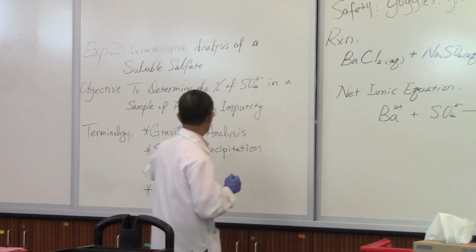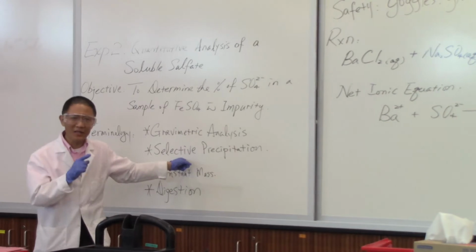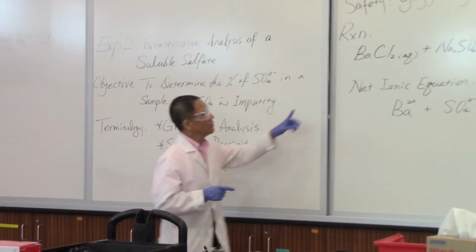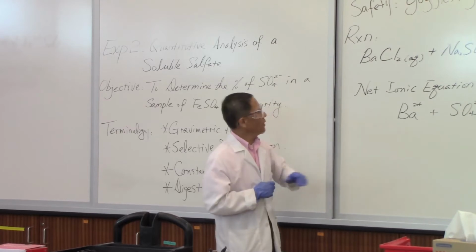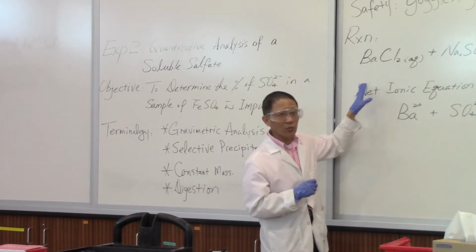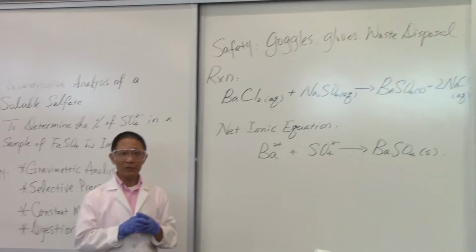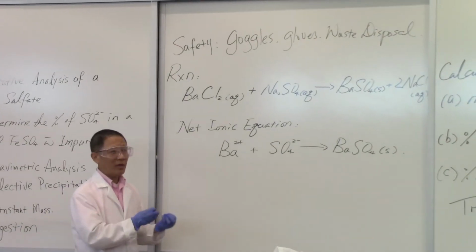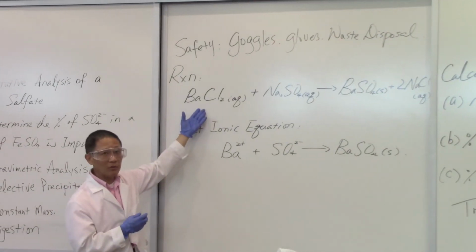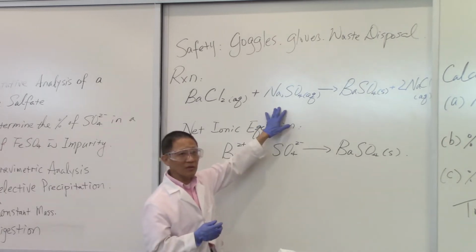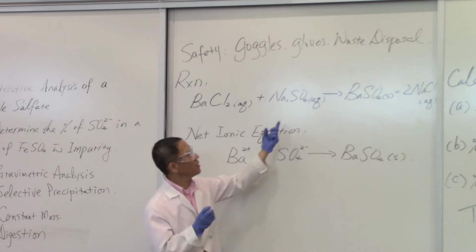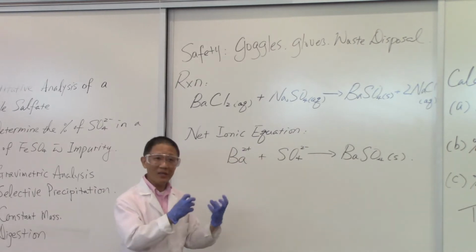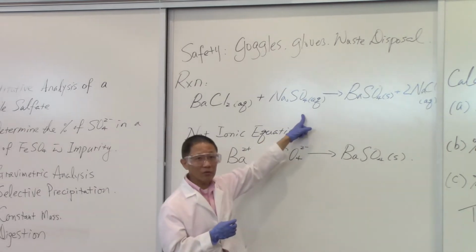So let's take a look at something that we call selective precipitation. Okay? So this is the chemical reaction equation that we are using in this experiment. We have barium chloride, and we know barium chloride is water soluble. Right? So if you put barium chloride in water, you end up with an aqueous solution. And then we have sodium sulfate. Now remember, this is a sample with impurity. We dissolve a certain amount of sodium sulfate in water, so you end up with an aqueous solution.